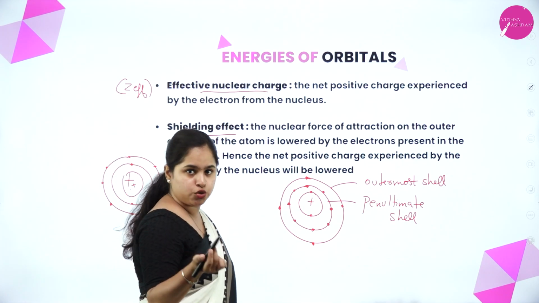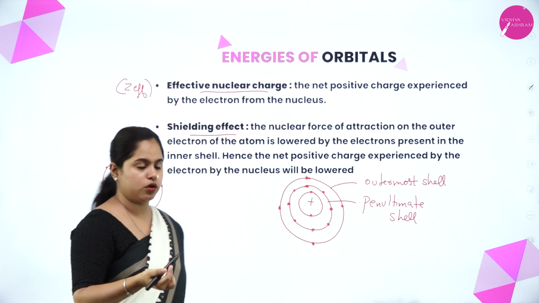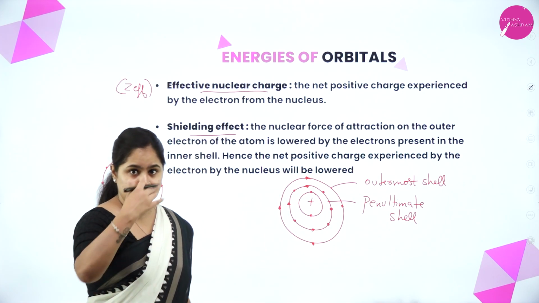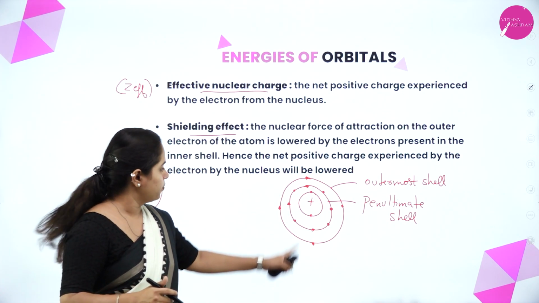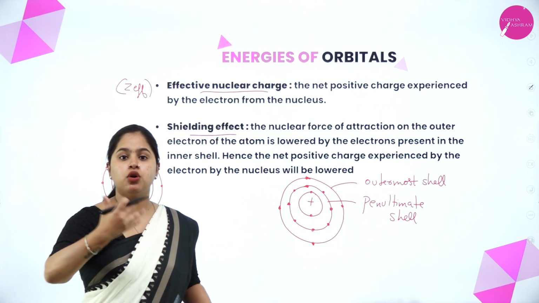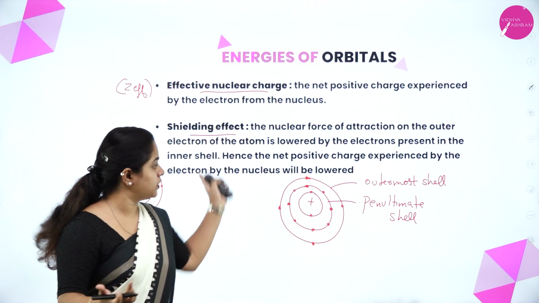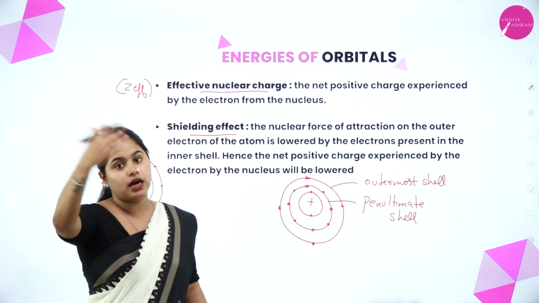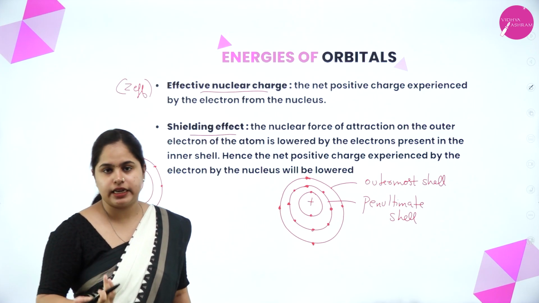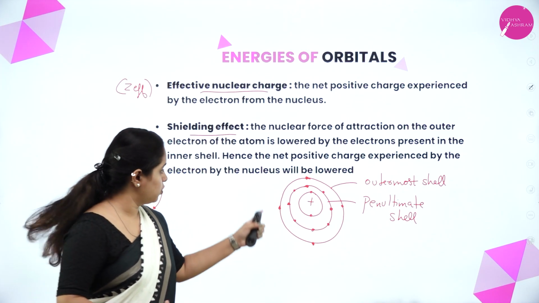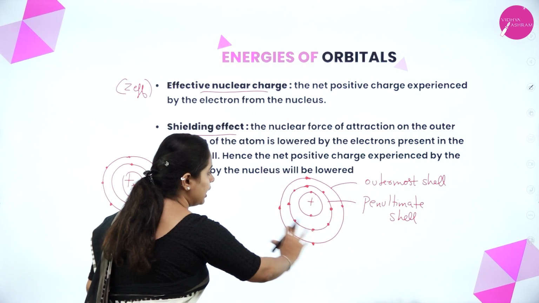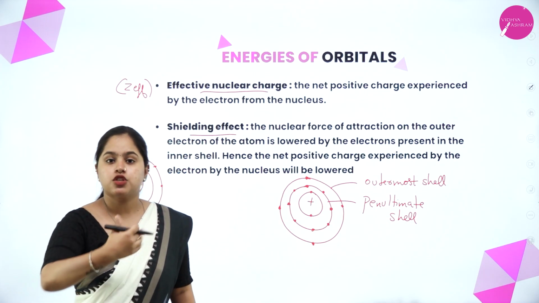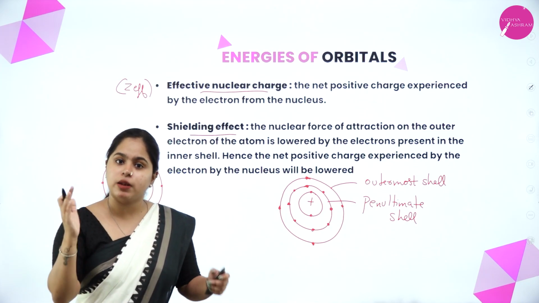Right, in the first shell there are 2 electrons, in the second shell there are 8 electrons, and in the outermost shell there are 4 electrons. Because of the electrons present in the inner shells, the nucleus will not be able to attract or have a good contact with the outermost shell. So the attraction between the nucleus and the outermost shell electrons will decrease. That is the shielding effect. So, what is the shielding effect? The inner electrons are shielding the outermost electrons from the nucleus, so the interaction between them will become less.